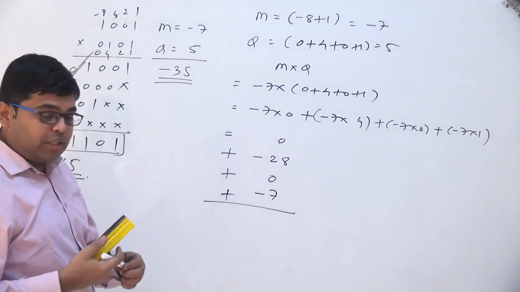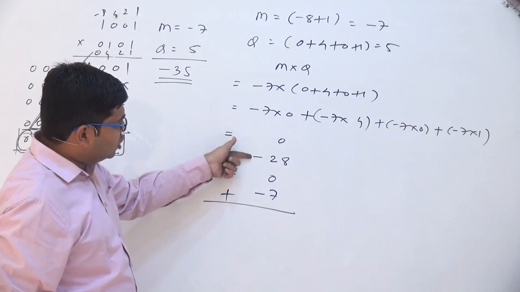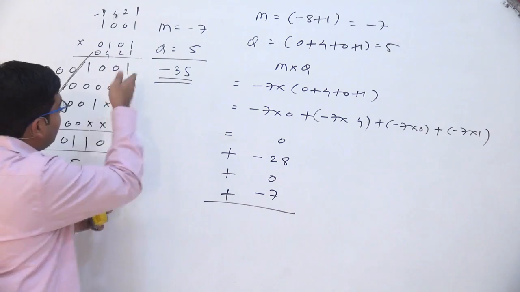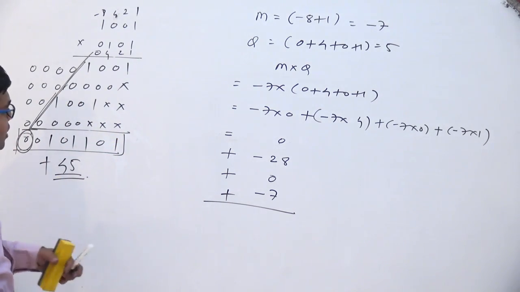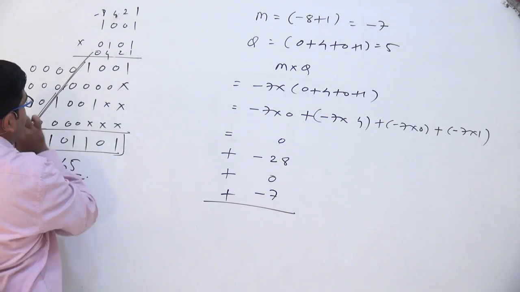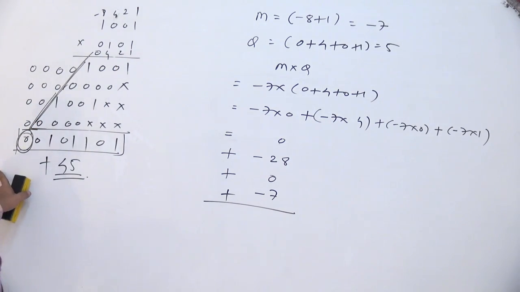So here comes the basic problem. See what we should be adding: we should be adding 0 plus minus 28 plus 0 plus minus 7, and what we are adding here, we are doing something entirely different. So this is 0 0 0 0 1 0 0 1. Now you should treat the entire row as a 2's complement number and you should get its value.